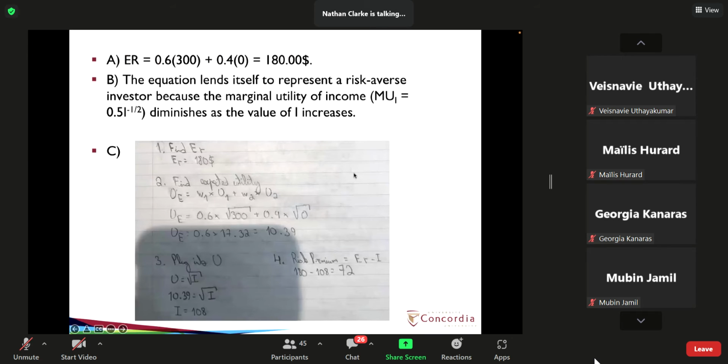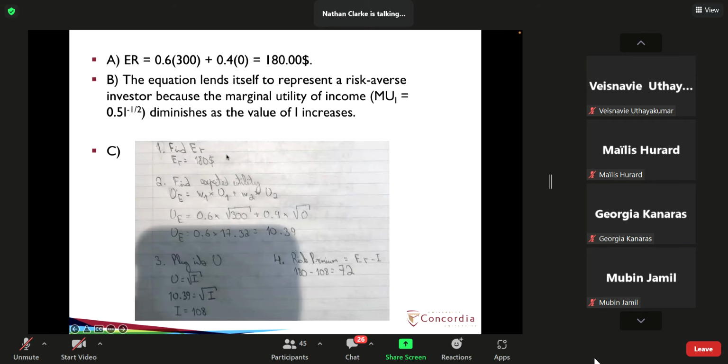This is the long answer style question. I don't think it'll be a long answer style question, but they might ask it to you as a multiple choice question. But the solving structure is the same. Step 1 is you want to find the expected return. We already did that in part A, right? Just do the weighted average. We found that it was 180.